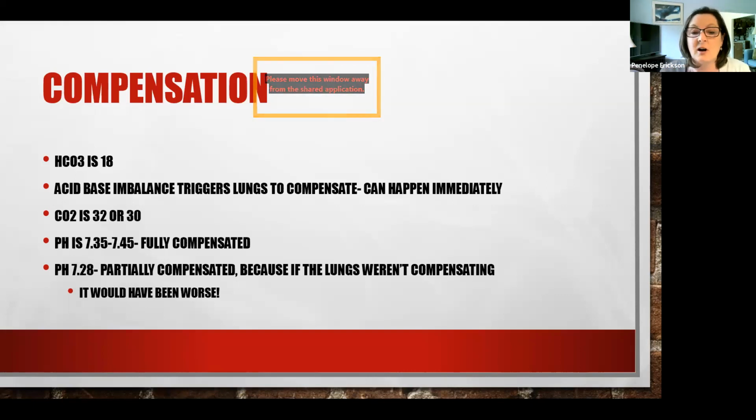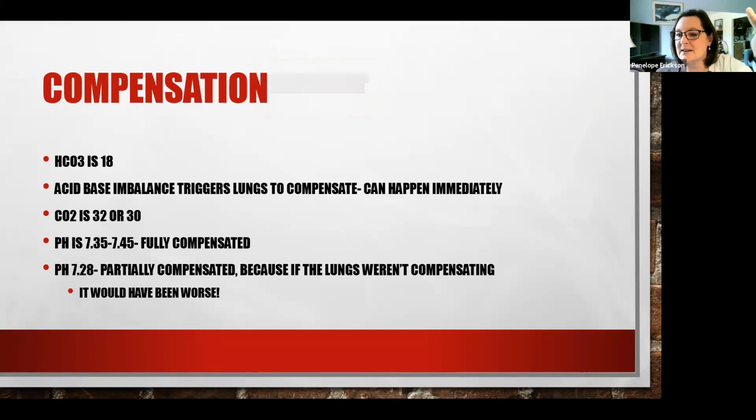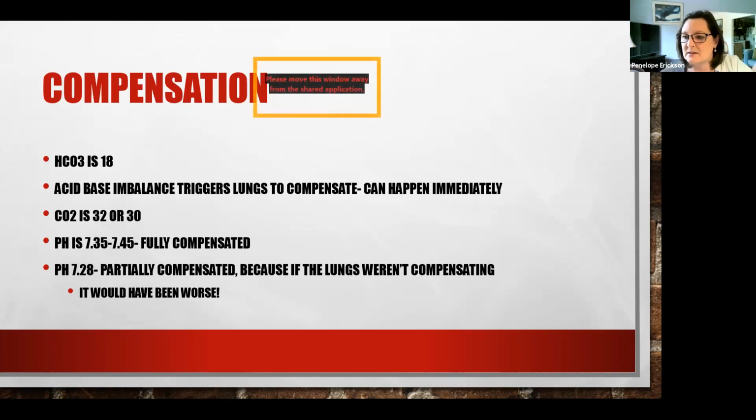If the alternate factor, so if my CO2 is high and I'm acidotic, but I'm retaining bicarb and my bicarb is high, I'm trying to save more base, I'm compensating.